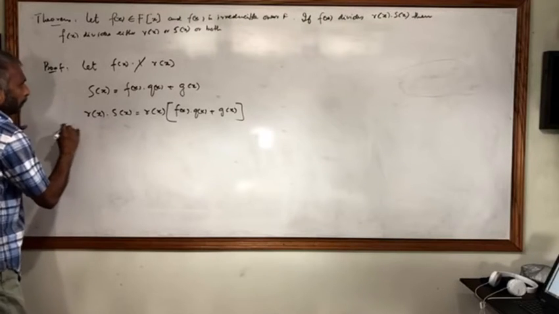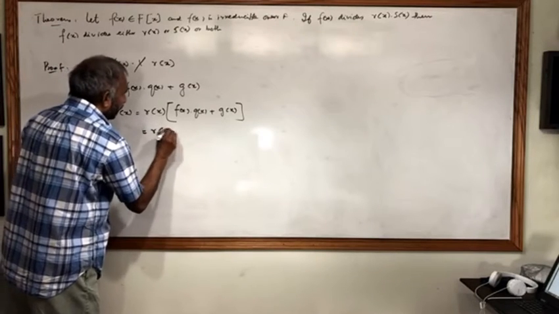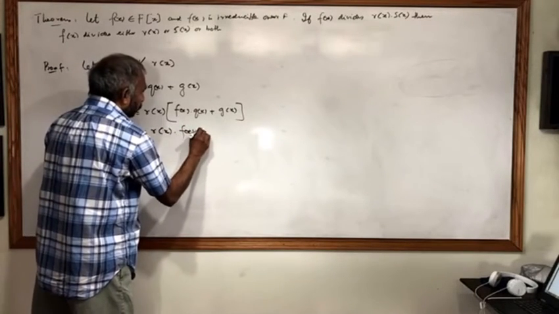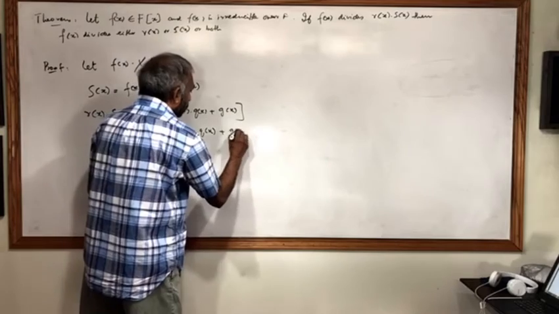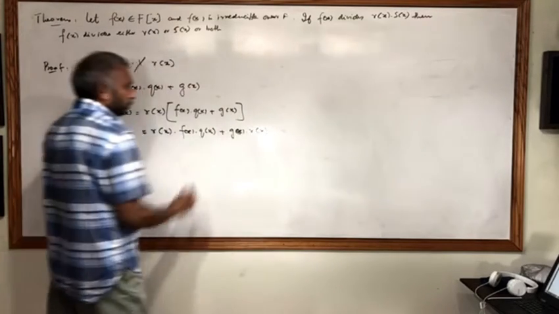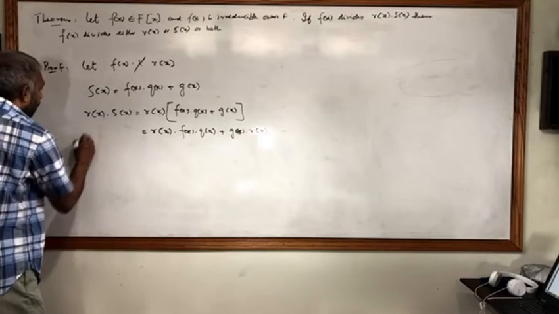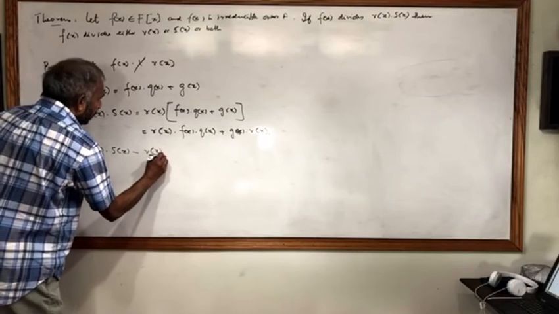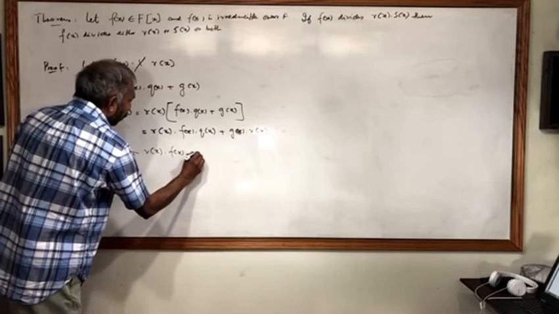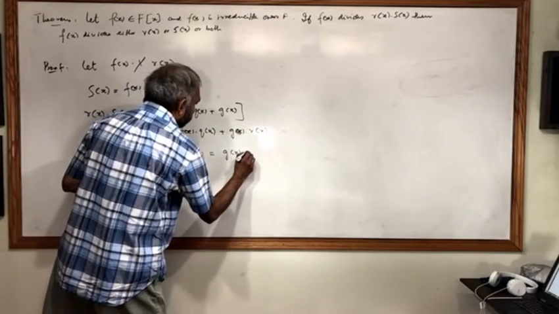And so this is actually equal to r of x times f of x times q of x plus g of x times r of x. Okay? So we'll take this one here. See, r of x times s of x minus r of x times f of x times q of x equal to g of x times r of x.